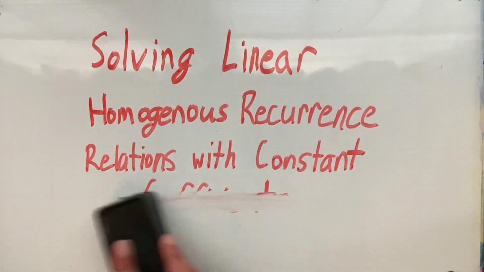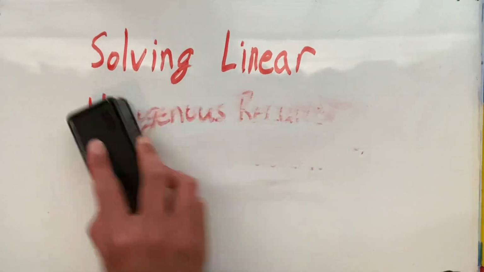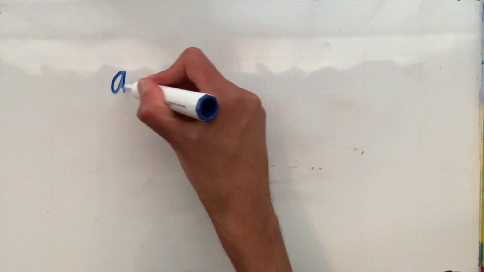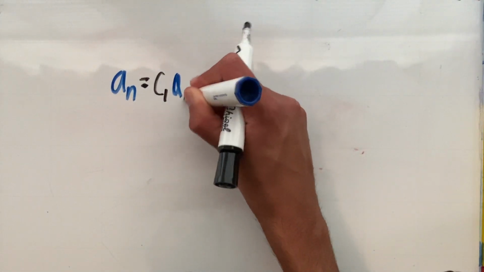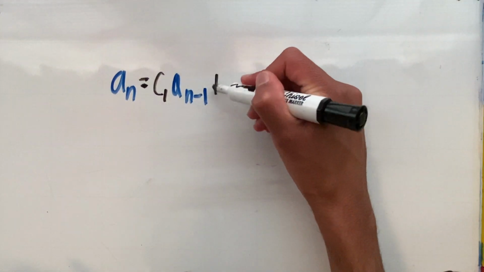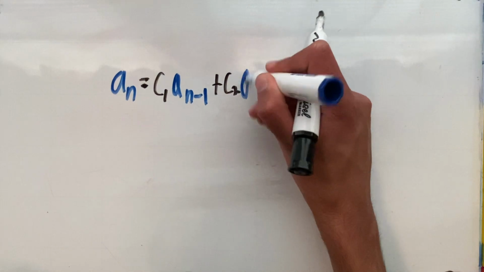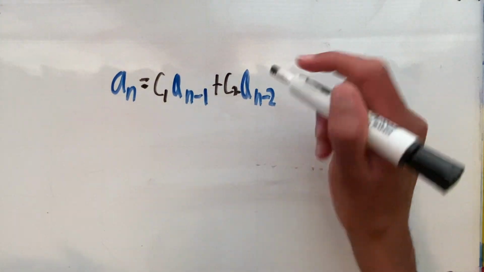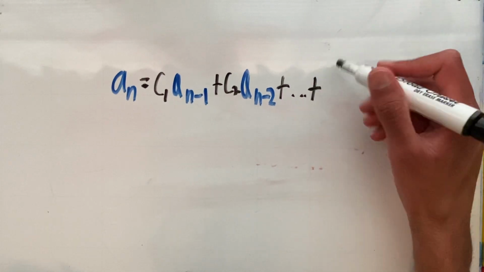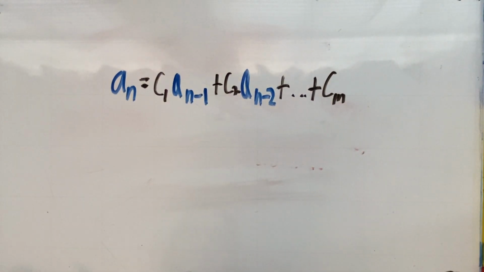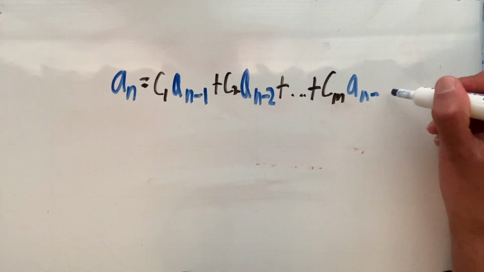But let's get started. So the first question is, what is a linear homogeneous recurrence relation with constant coefficients? So it's going to look something like this. It's going to be a sub n equals c1 times a sub n minus 1 plus c2 times a sub n minus 2 plus dot dot dot c sub m times a sub n minus m.